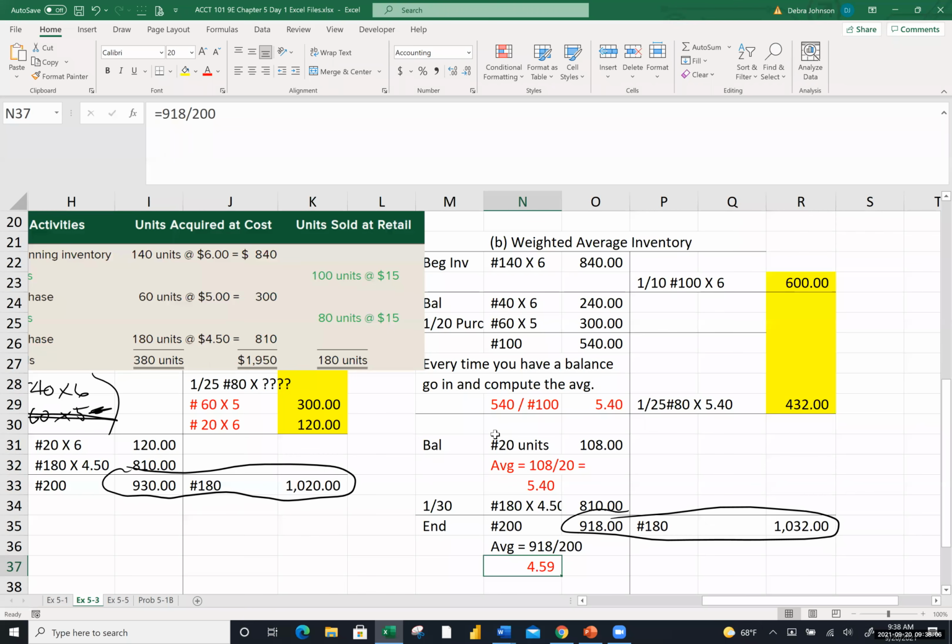Just to be sure I'm getting it right, every subsequent purchase in between sales influences the fluctuation of the average, right? Yes, sir. Exactly right. All right, thank you. You're welcome. Anybody else?